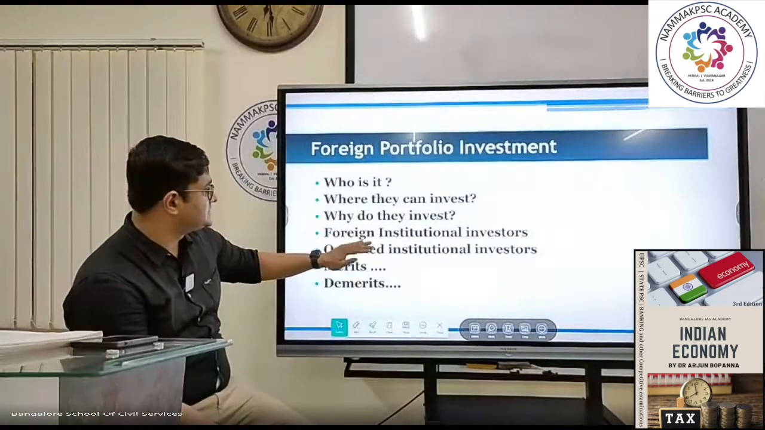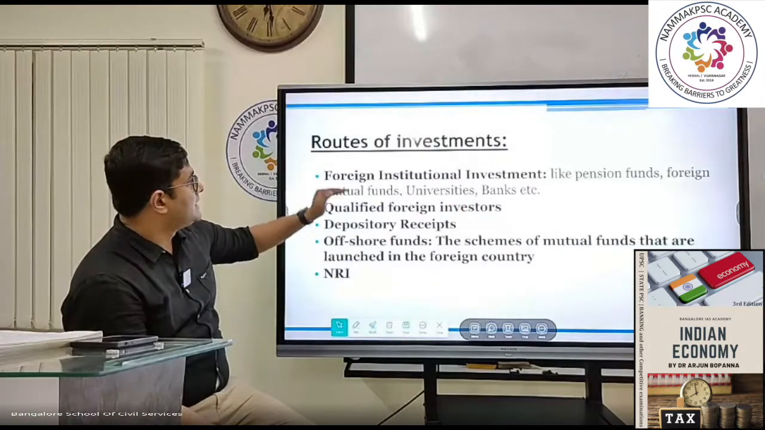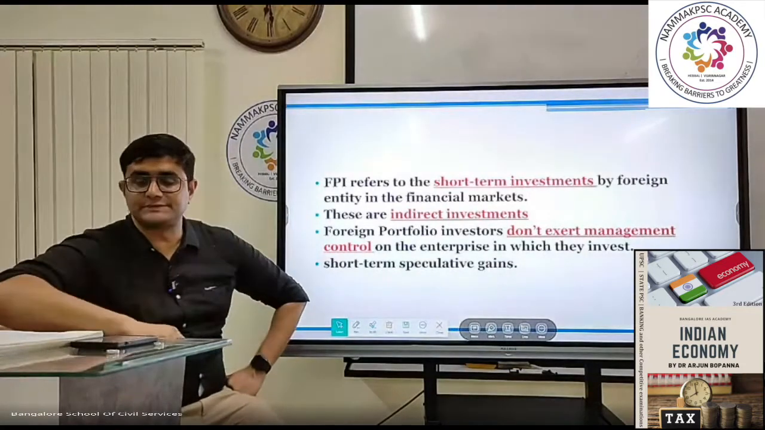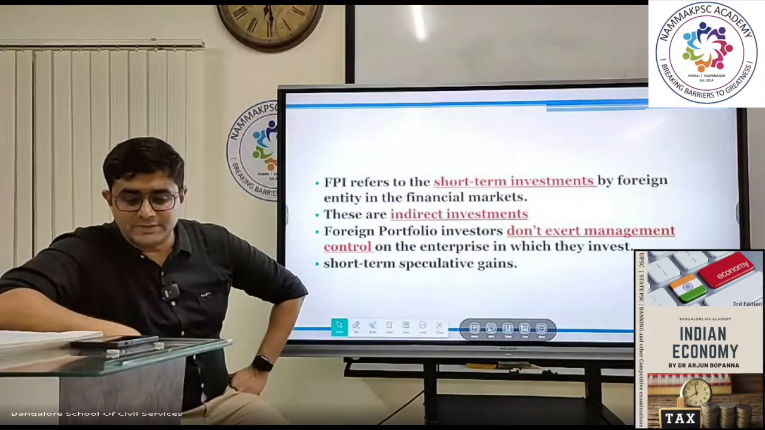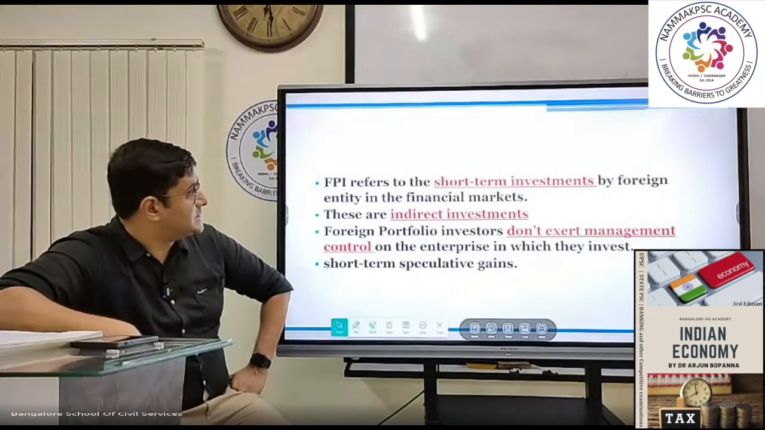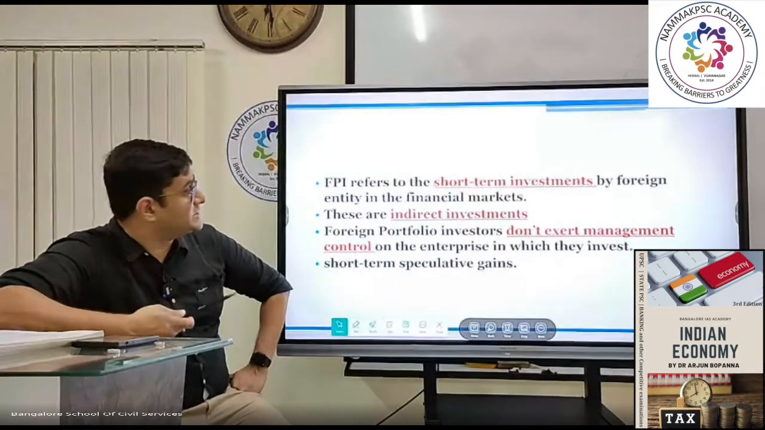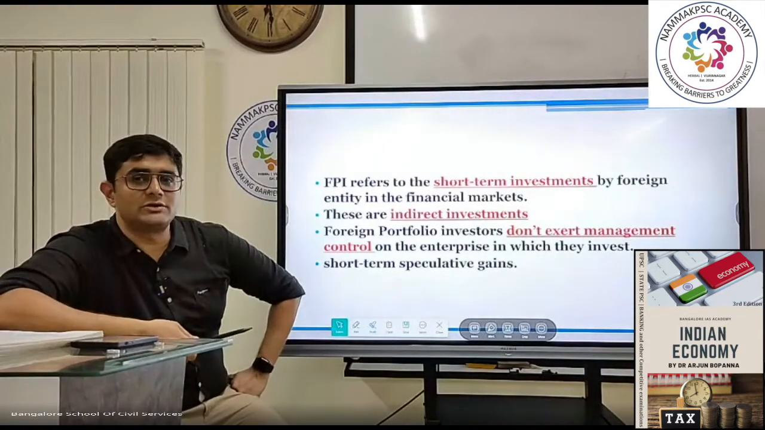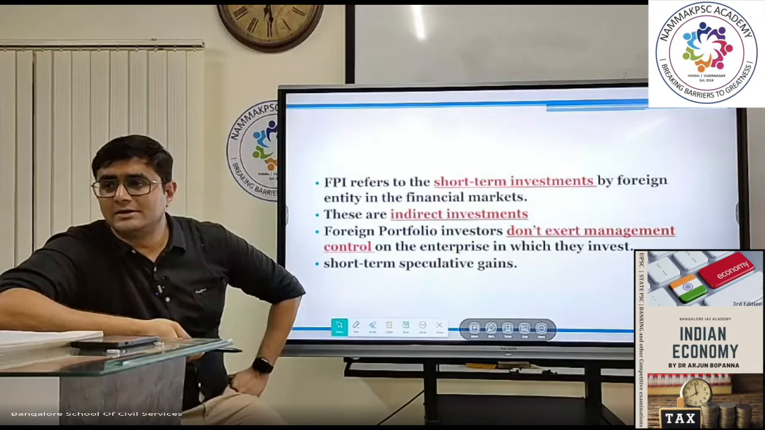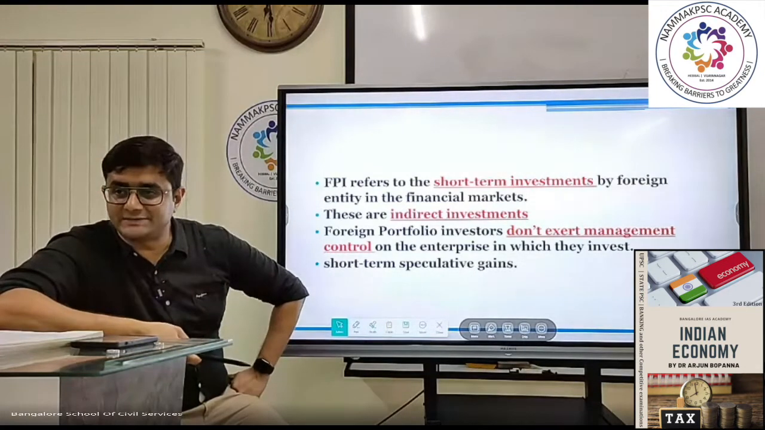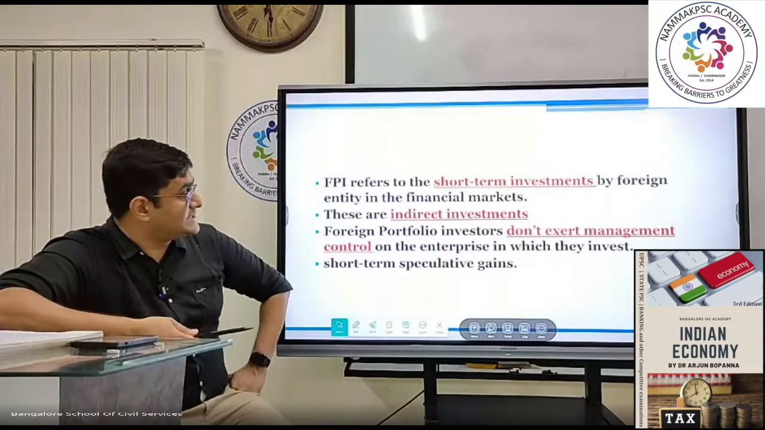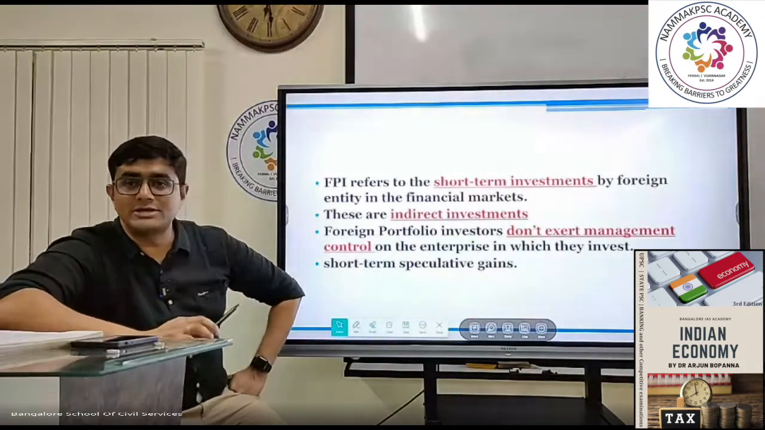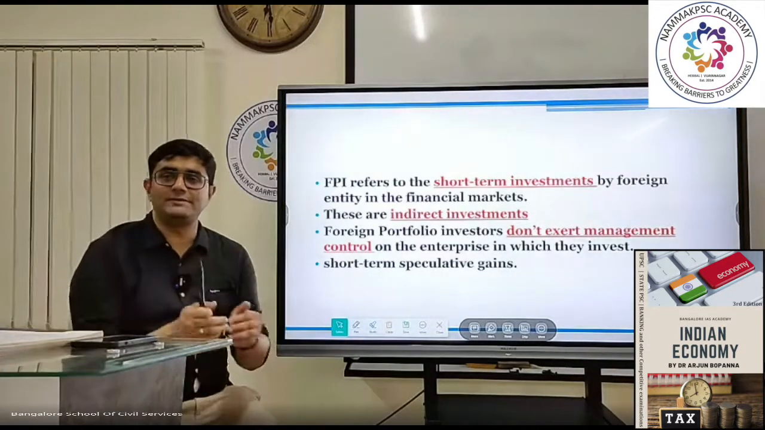So why do they invest? Okay, so first one is, foreign portfolio investment is basically short-term investment. Foreign portfolio investment is short-term investment by a foreign entity in the financial markets. They are indirect investments, because they don't directly invest in the company. They only buy their shares. Then foreign portfolio investors don't exert managerial control. Their main objective is to make profit and to make short-term gains.